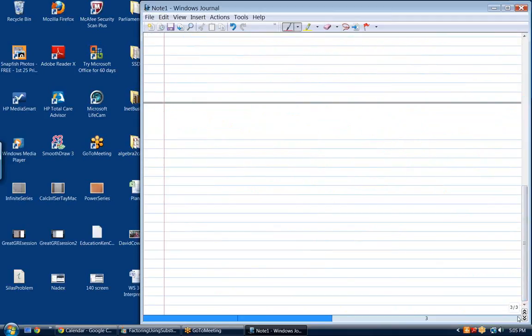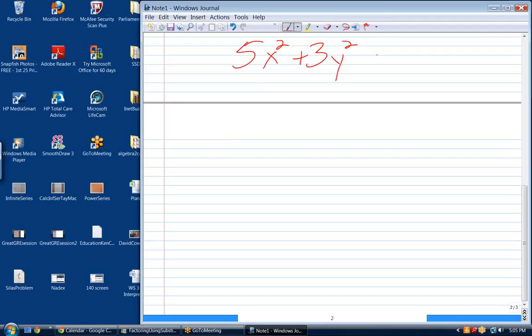And then I have one more like this. Okay. 5x squared plus 3y squared equals 7. And then 3x squared minus 7y squared equals 13. Okay. In this case, there isn't a single equation that we can multiply by an integer such that a variable will disappear.